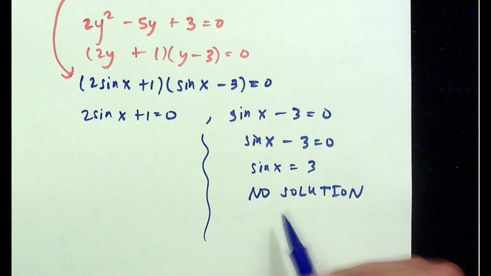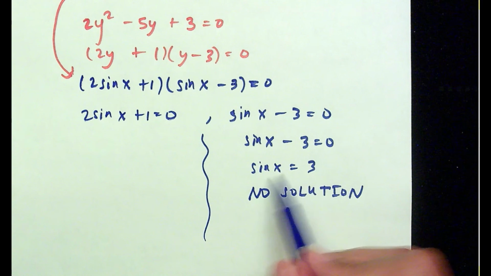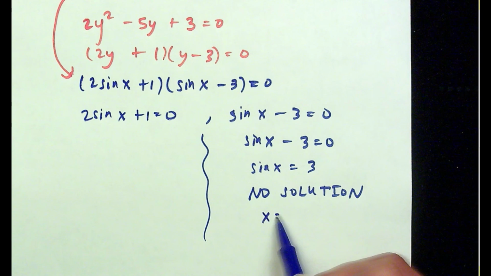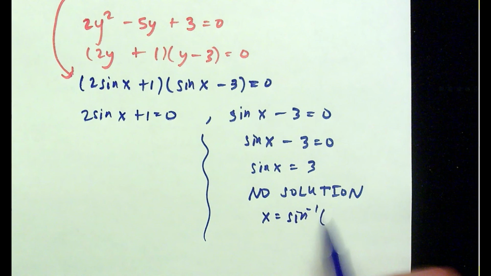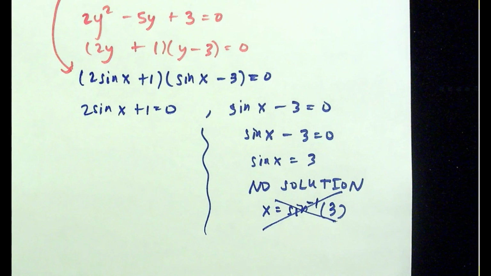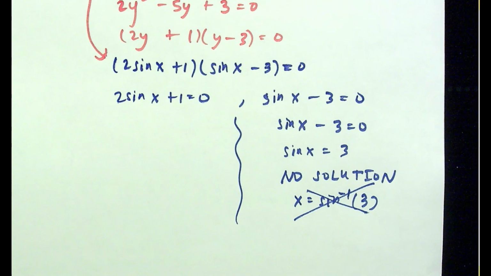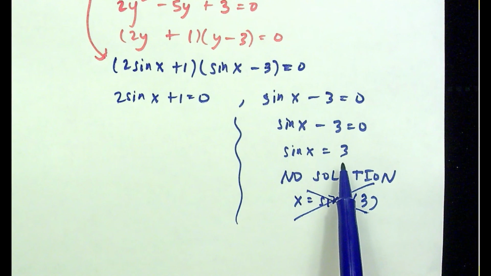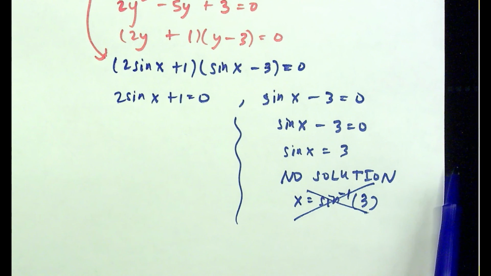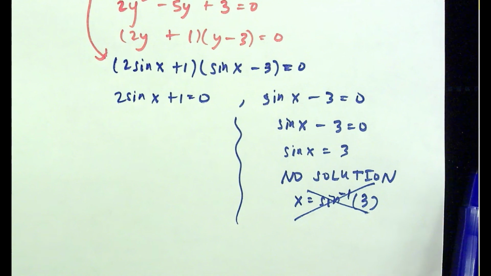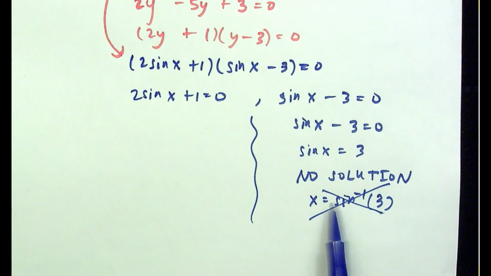Okay, and you can see that because remember how to solve equations like this. x would be sine inverse of 3. So this is like another way of saying that. And that is nonsense. Okay, this will give you an error in the calculator. Again, there's no solution because sine of x can never be 3. It can only be numbers between negative 1 and positive 1. So this side has no solution.